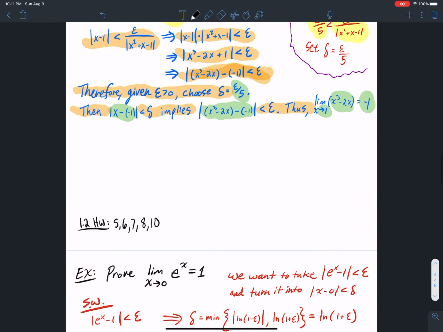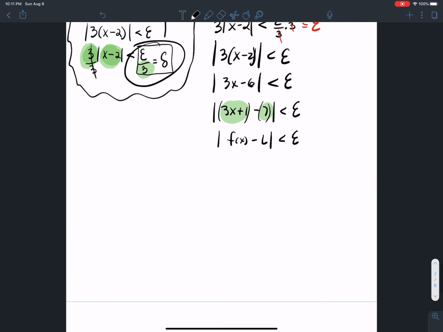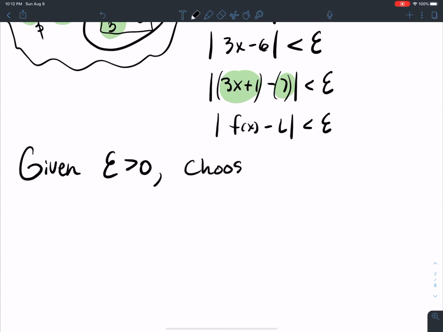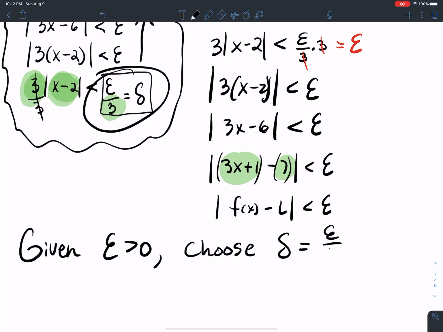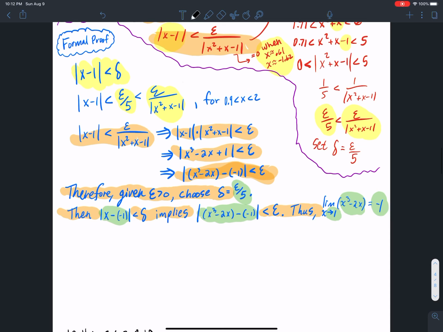So given epsilon greater than 0, choose delta equal to epsilon over 3. Okay. So I choose delta equal to epsilon over 3. And then how else does the format go? Then we say this part right here.